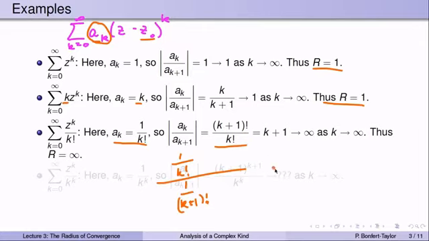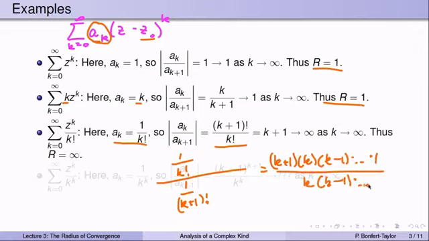Well, (k plus 1) factorial is equal to k plus 1 times k times k minus 1, and so forth, all the way down to 1. And k factorial is k times k minus 1, and so forth, all the way down to 1. And so all these terms cancel out, except for the k plus 1 term that's left. So (k plus 1) factorial divided by k factorial is simply k plus 1, and as k goes to infinity, that goes to infinity. Therefore, in this case, the radius of convergence r is infinity. So this series converges for all z's in the complex plane.